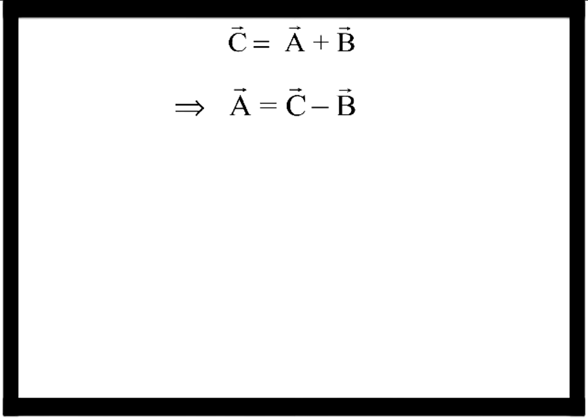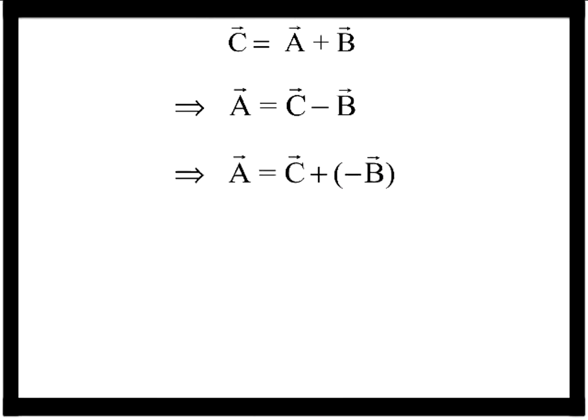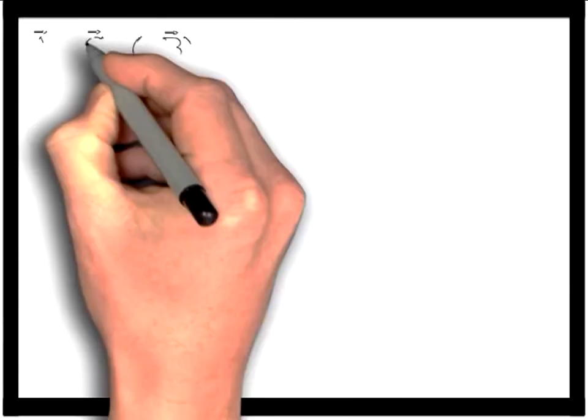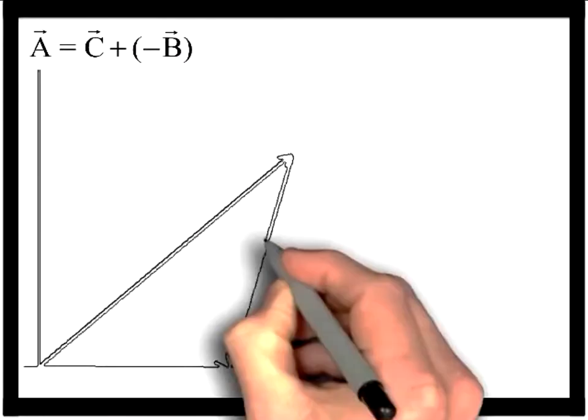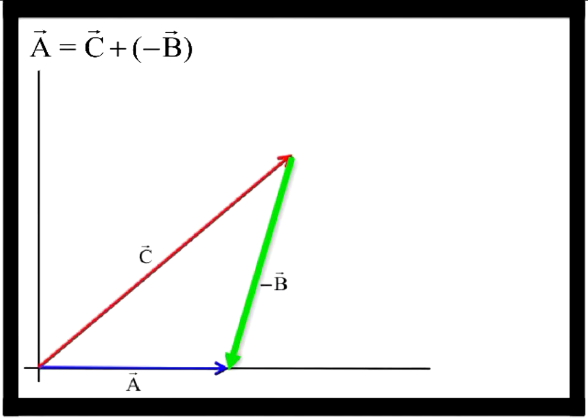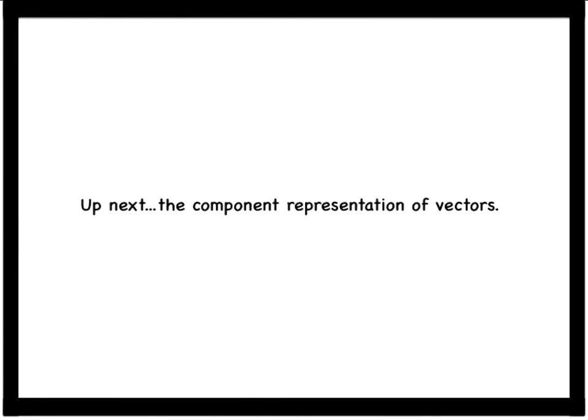However, we could also write this as vector a equals vector c plus vector minus b, which is again a statement of vector addition. The figure now shows how to calculate vector A by adding vector C to vector minus B. Notice that vector minus B is the same magnitude as vector B, but now points in the opposite direction. Also notice that vectors C and minus B are arranged tail to head, and that vector A is the resultant vector. In the next section, we will look at the component representation of vectors.